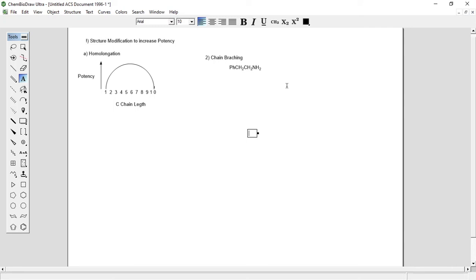Now let's take another example. Primary amines are often more potent than secondary amines, which are more potent than tertiary amines. For example, the antimalarial drug primaquine phosphate is much more potent than its secondary and tertiary amine analogs.